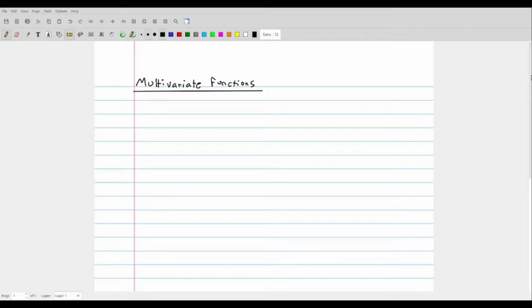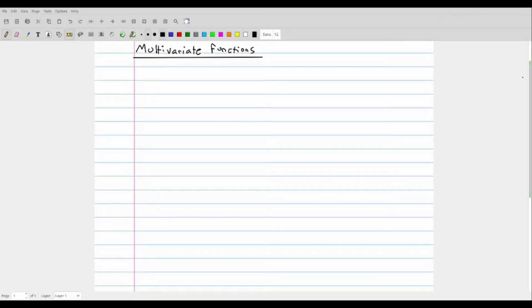In my introduction to multivariable calculus video, I talked about many different applications for why we might want to consider multivariable functions. In this lecture, we're going to dig a little bit deeper into exactly what a multivariable function is. And we have a specific notation for a multivariable function.